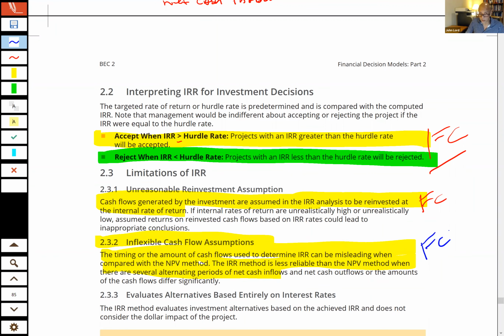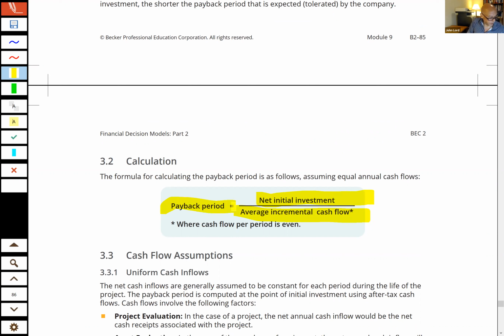Okay, payback method, as I said, you should pray that you get 50 questions on the payback method because it is the easiest thing in the world. You simply take the net initial investment, divide it by the average incremental cash flows, and that gives you the payback period.